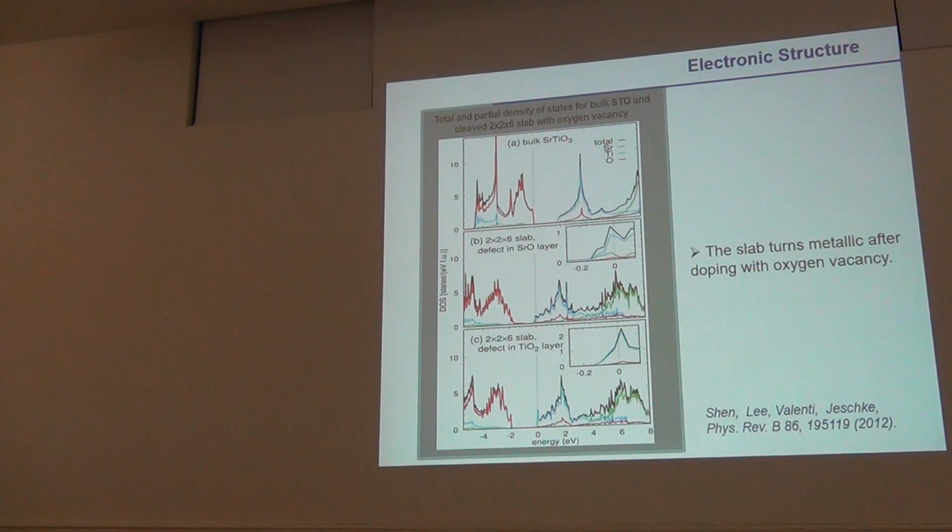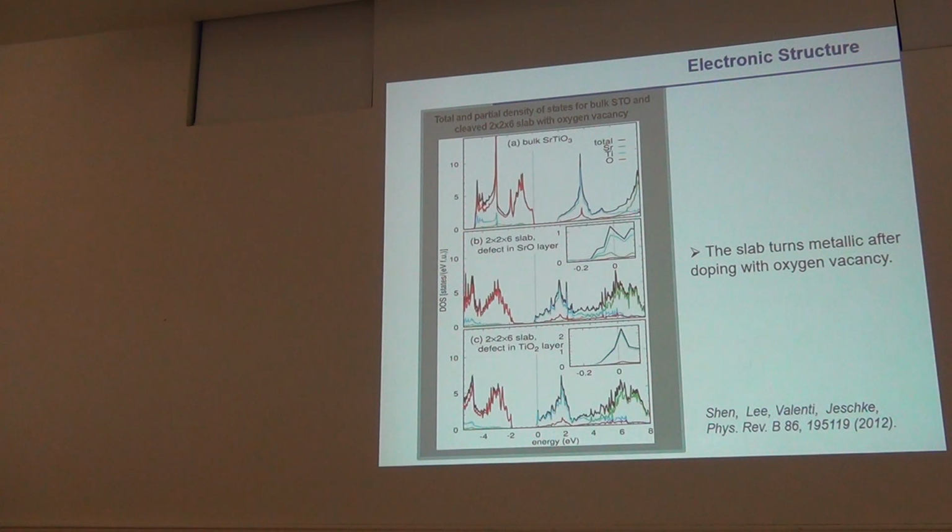And of course, since we didn't know from the experimentalists, even they themselves didn't know when they were cleaving which was the surface that was there on the top, whether it was a strontium oxygen layer or a titanium oxygen 2 layer, we had to do all the calculations. But this in fact doesn't affect the results that much. So what happens when you put an oxygen vacancy?